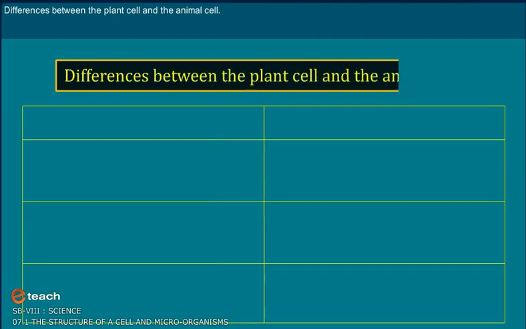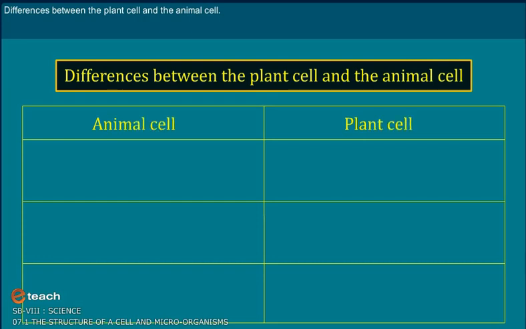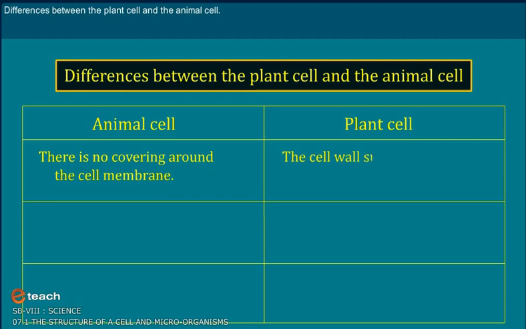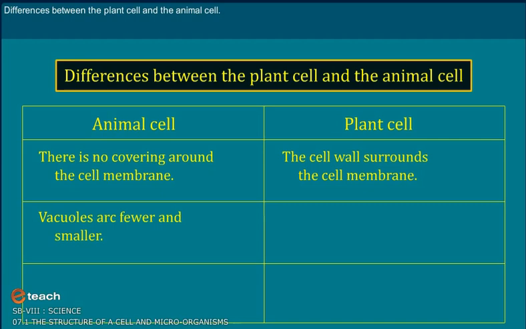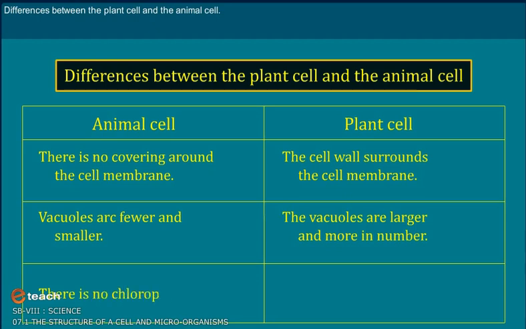Differences between the plant cell and animal cell. Animal cell: there is no covering around the cell membrane. Plant cell: the cell wall surrounds the cell membrane. Animal cell: vacuoles are fewer and smaller. Plant cell: the vacuoles are larger and more in number. Animal cell: there is no chlorophyll. Plant cell: there is the presence of chlorophyll.